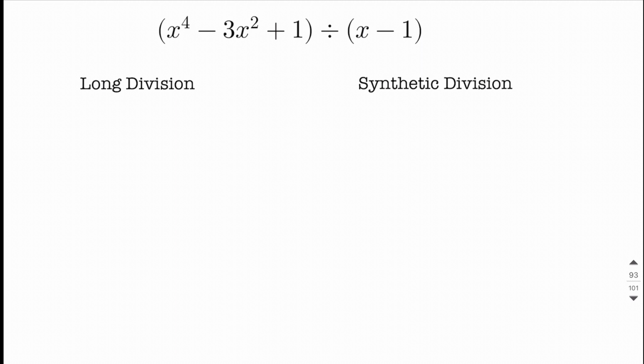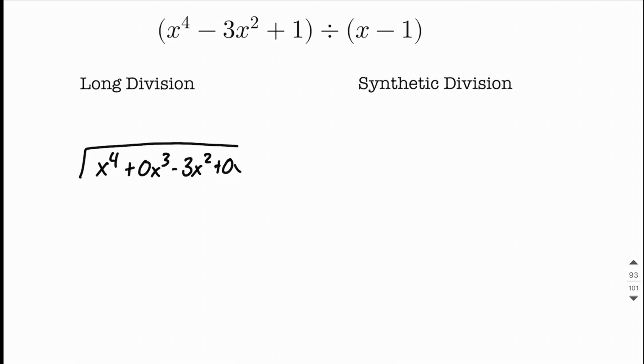All right, it makes life easier if we include zeros as placeholders, basically. So as I set this up, we're using x to the fourth, we have 0x to the third, minus 3x squared, 0x to the first, plus 1 is our constant at the end. So notice I'm putting zeros as placeholders. That's really, really helpful as you're working through these types of problems if you skip powers of x.